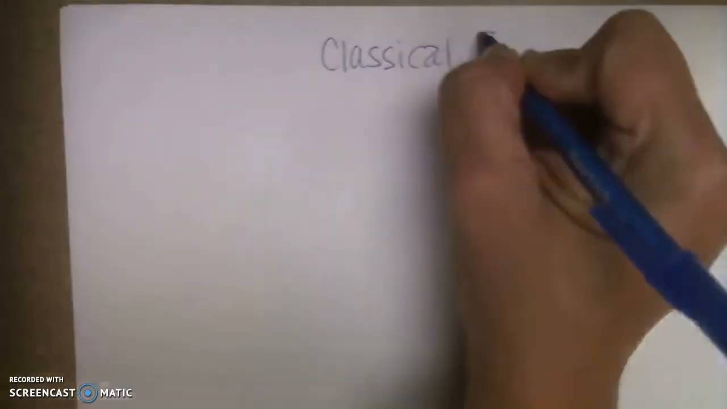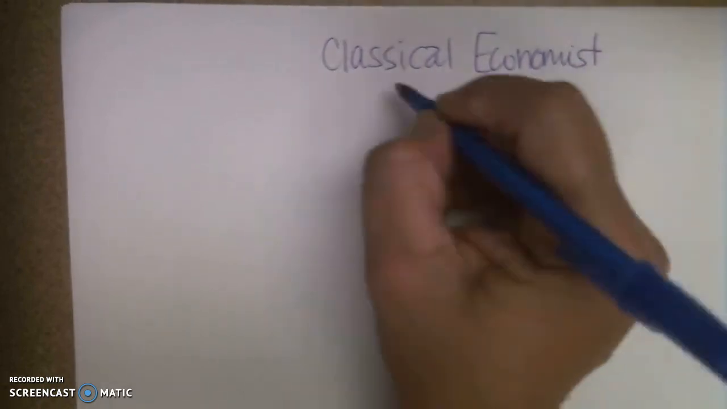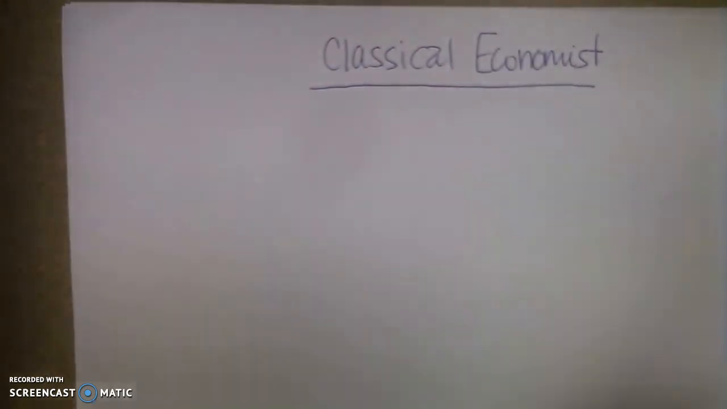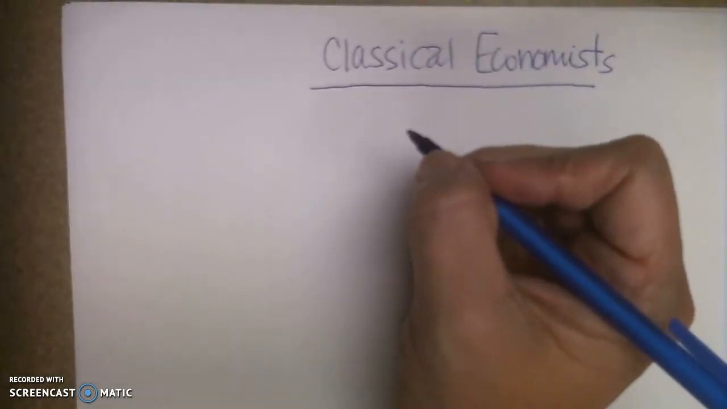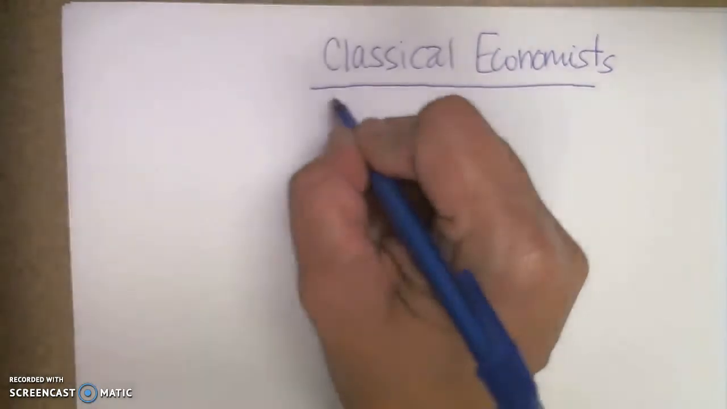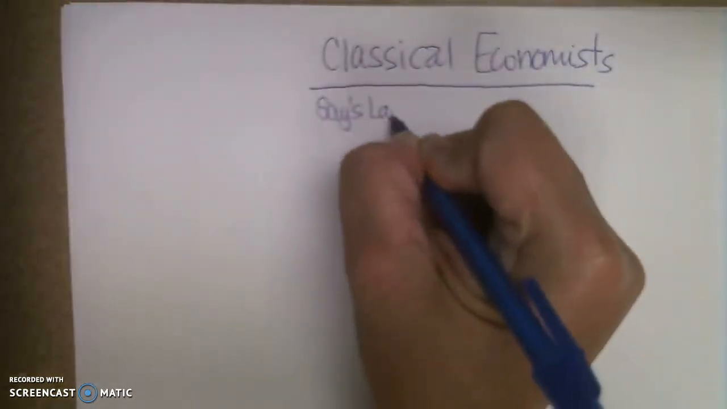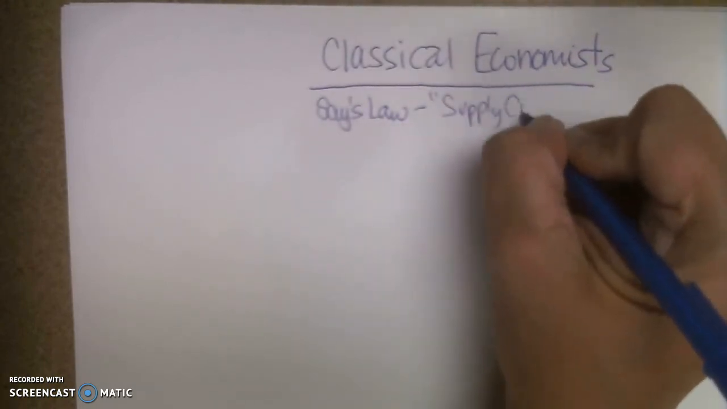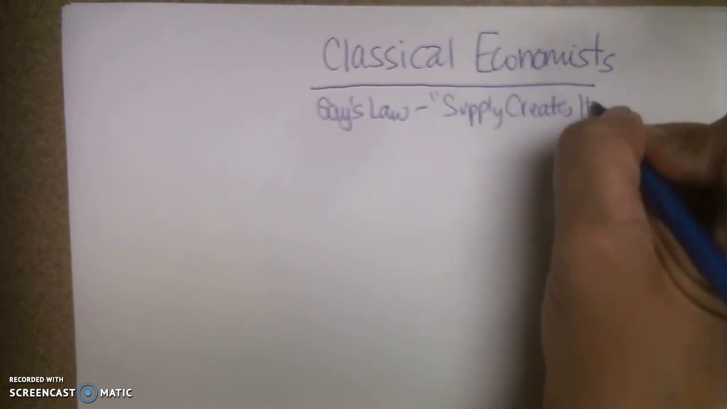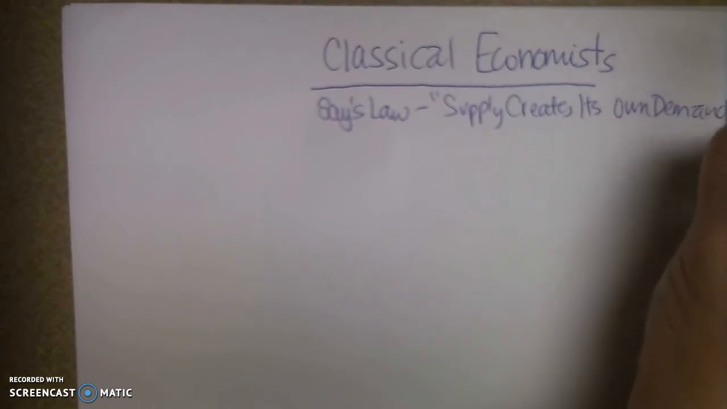So classical economists existed and still exist today. They were the primary, and it was the only type of economist that we had out there up until the 1930s. They've survived the longest, right? And there's a couple of things that you need to think about when we talk about classical economists that come to mind. The first thing is that they believe in something called Say's law. And Say's law says supply creates its own demand.